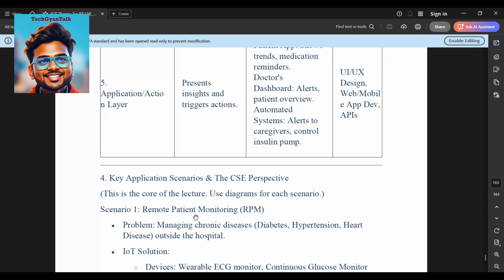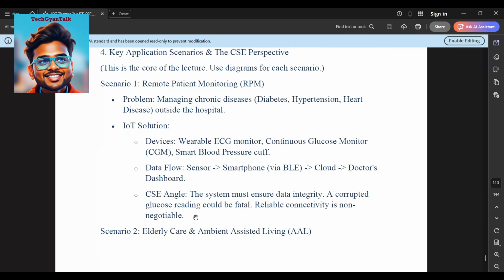Now the key application scenarios and the CSE perspective. This is the core of our main lecture. Scenario one is remote patient monitoring, RPM. The main problem is managing chronic diseases like diabetes, hypertension, or heart disease outside the hospital. IoT solutions include a wearable ECG monitor, continuous glucose monitor (CGM), and smart blood pressure cuff. Data flows from sensor to smartphone via BLE, to cloud, to doctor's dashboard. From the computer science angle, the system must ensure data integrity. A corrupted glucose reading could be fatal, and reliable connectivity is non-negotiable.